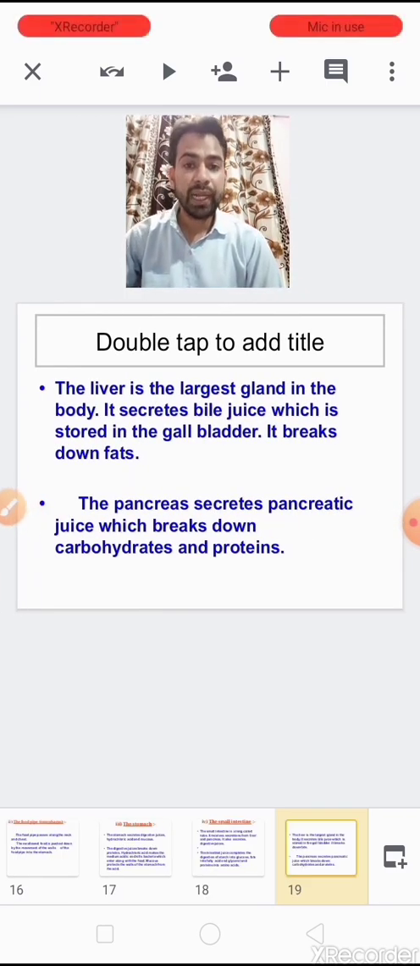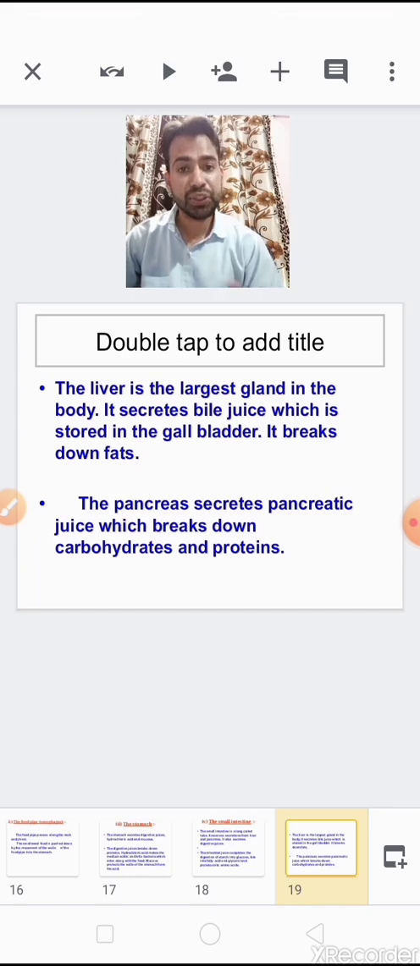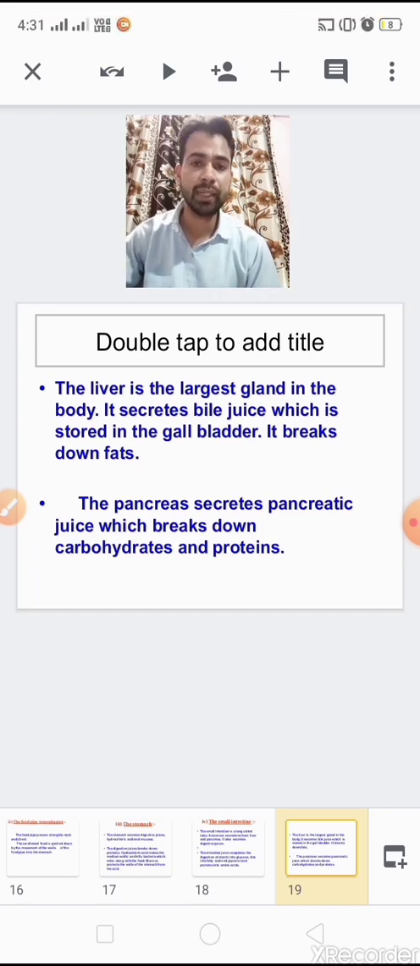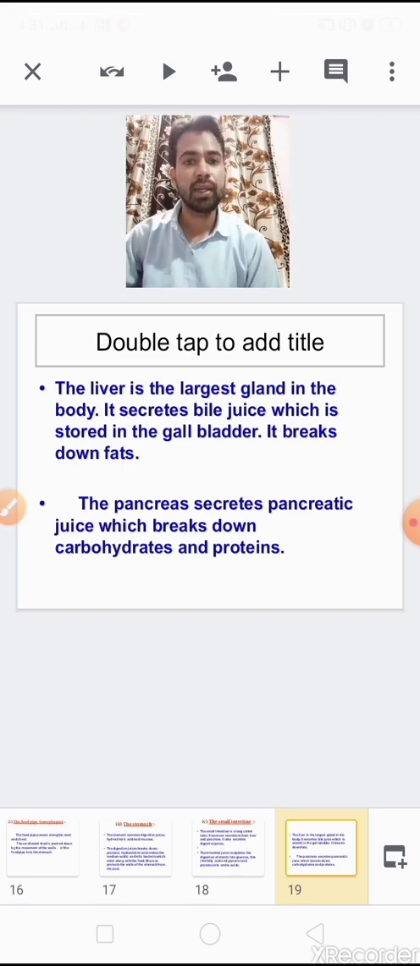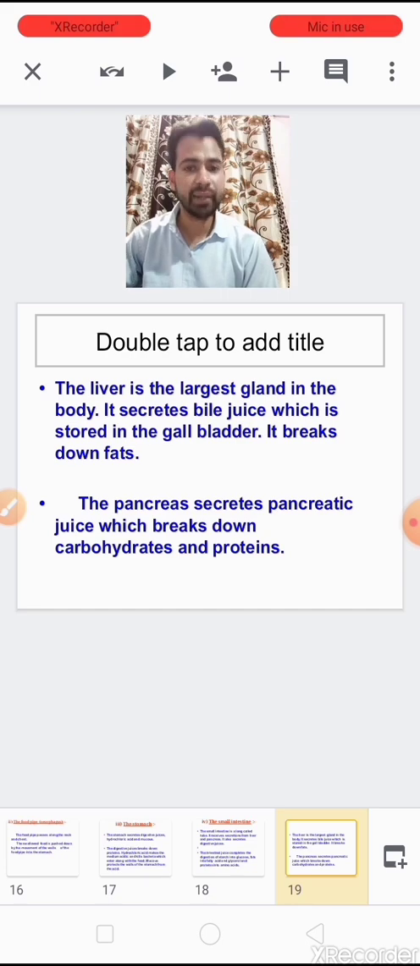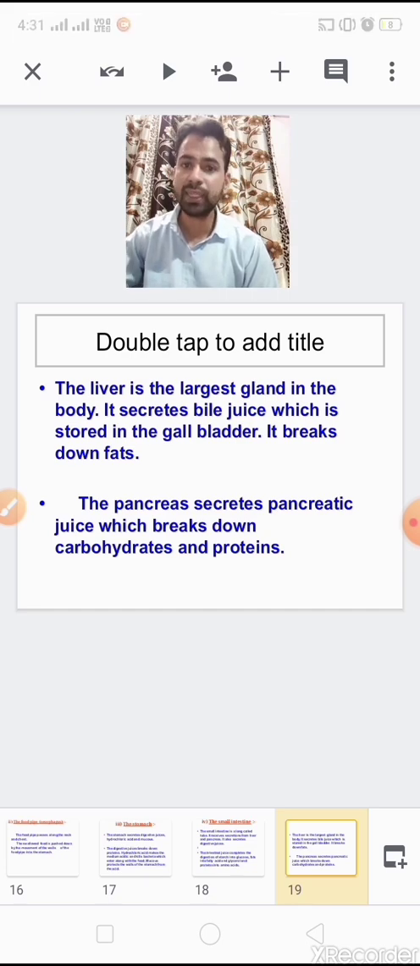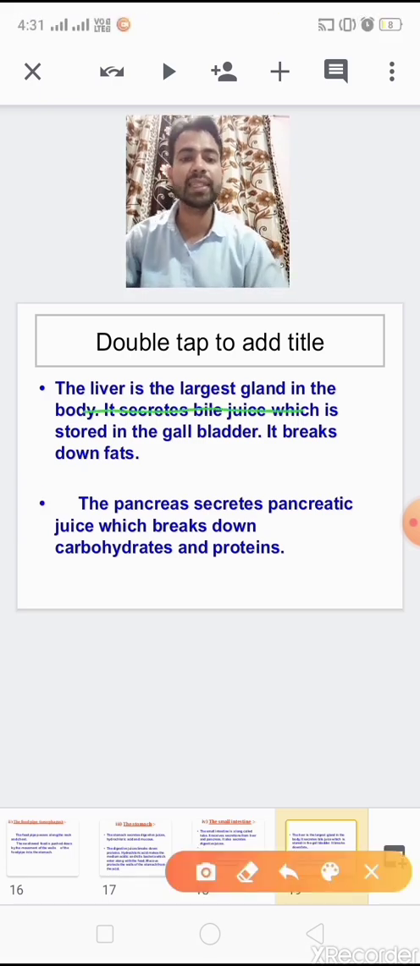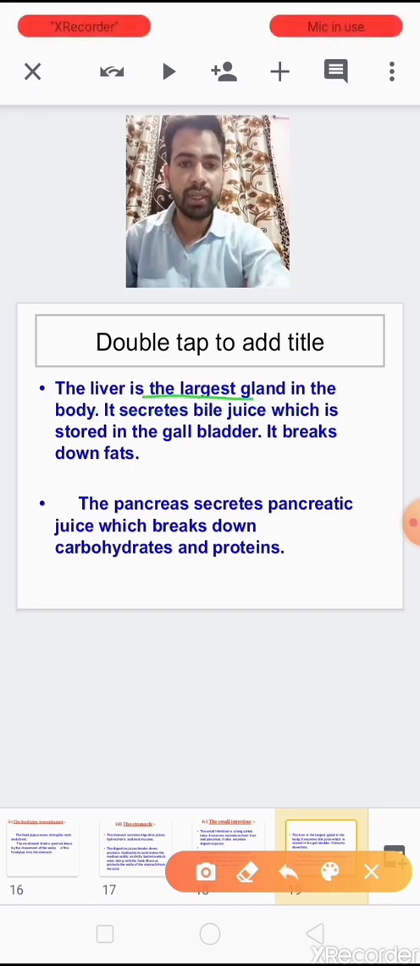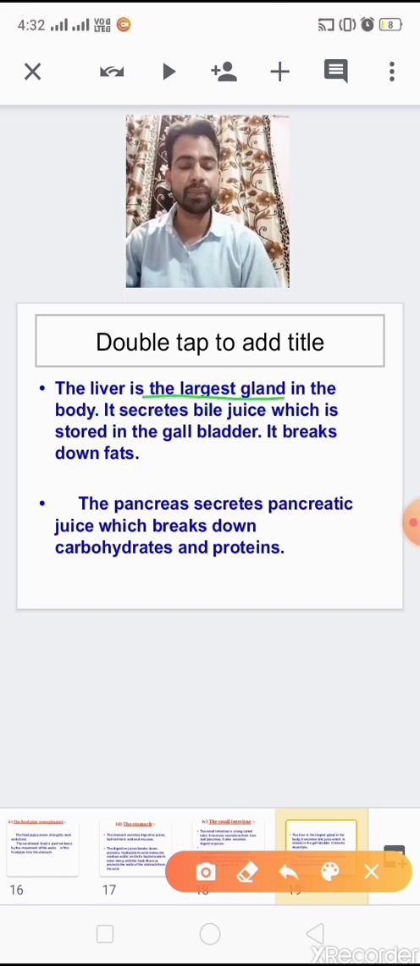The liver and pancreas are associated with the small intestine, and we have seen that the small intestine gets secretions from the liver and pancreas. So we'll discuss the liver and pancreas also here. The liver is the largest gland in the body.